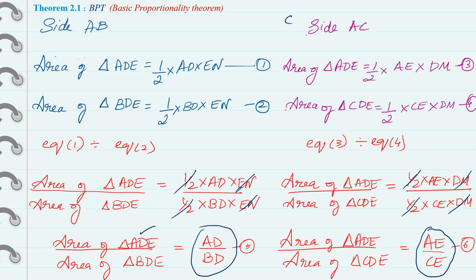Area of triangle ADE is there. Area of triangle ADE is there. Yeah, fine. Now we have area of triangle BDE and area of triangle CDE, right? These two are not the same. We have to prove now triangle BDE is equal to triangle CDE. Okay, there is one more step ahead. Let's see with that.